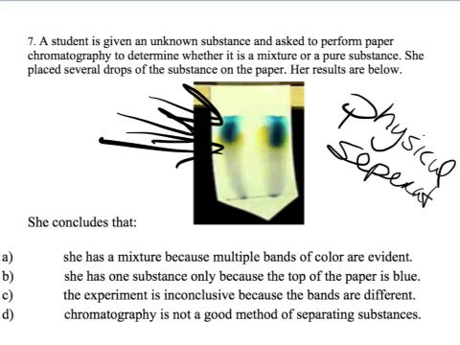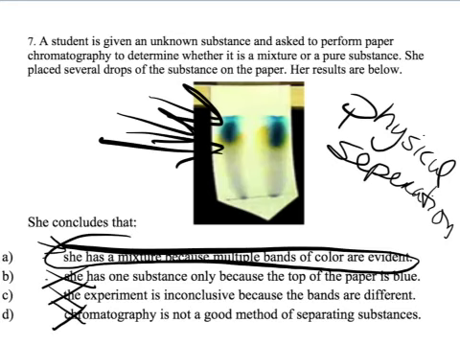Okay, and number two, so it's a physical separation, and because there's multiple colors, we have a mixture. She has a mixture because there are multiple colors. There you go. That's probably the answer. She has one substance? No. The substance experiment is inconclusive? Actually, this is what the experiment is supposed to do, so it's not inconclusive. And chromatography, yes, it is. Actually, it's very good. It's used all over the place.